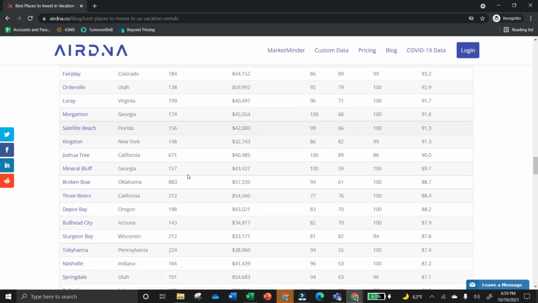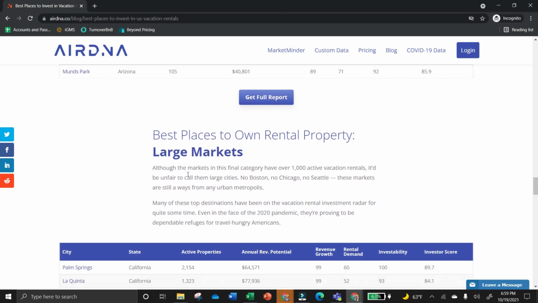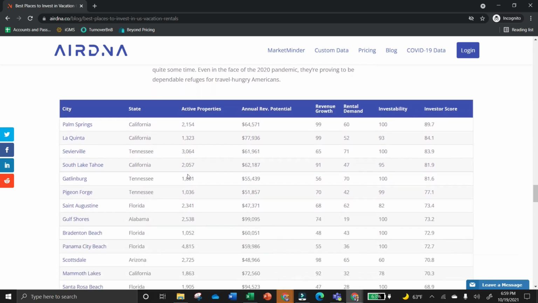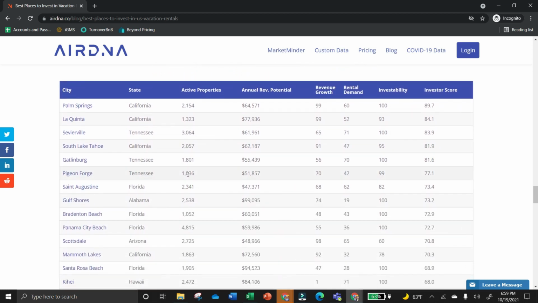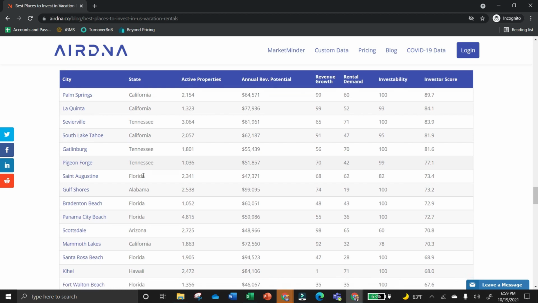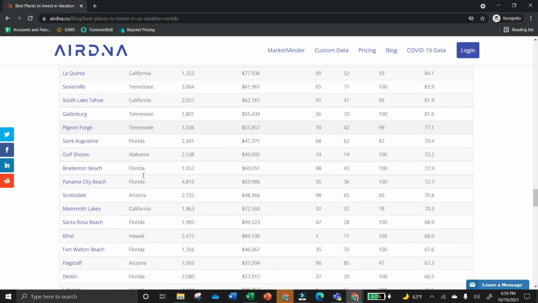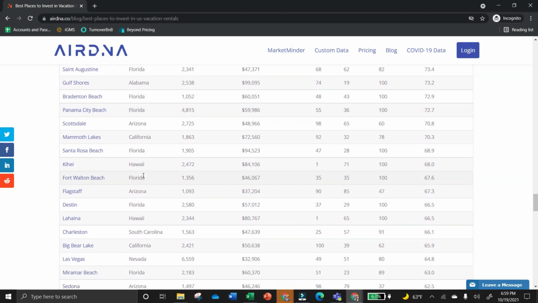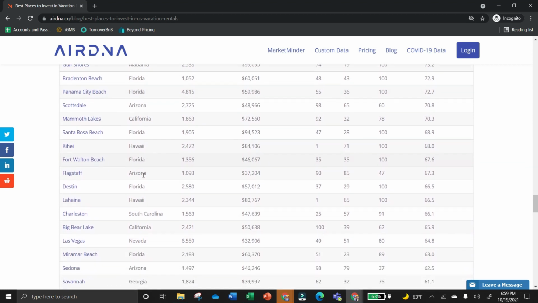Now let's scroll down, and we have large markets. These are with 1,000 active vacation rentals. We look at this report and we did some digging into each one of these cities and found that Sevierville, Gatlinburg, and Pigeon Forge, Tennessee were all in the same area servicing the Smoky Mountains, which is the #1 visited national park in the United States. They all have a long-standing short-term rental economy, so this is the place we're going to dig a little deeper.